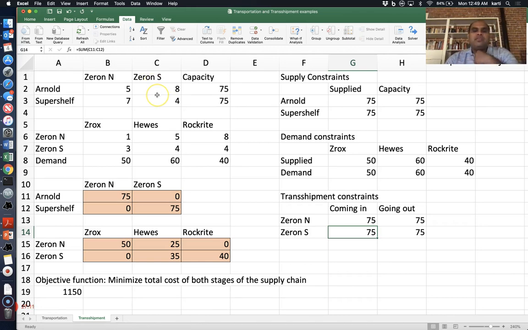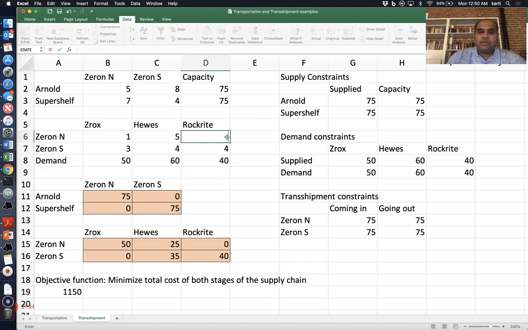Say, for example, let's take an example here. Let's say that Oron North cannot supply to Rockrite. The way you would see it in the problem is there'd be nothing there. It's 0, there'd be nothing there. If Oron North can never supply to Rockrite, then your constraints are going to change.